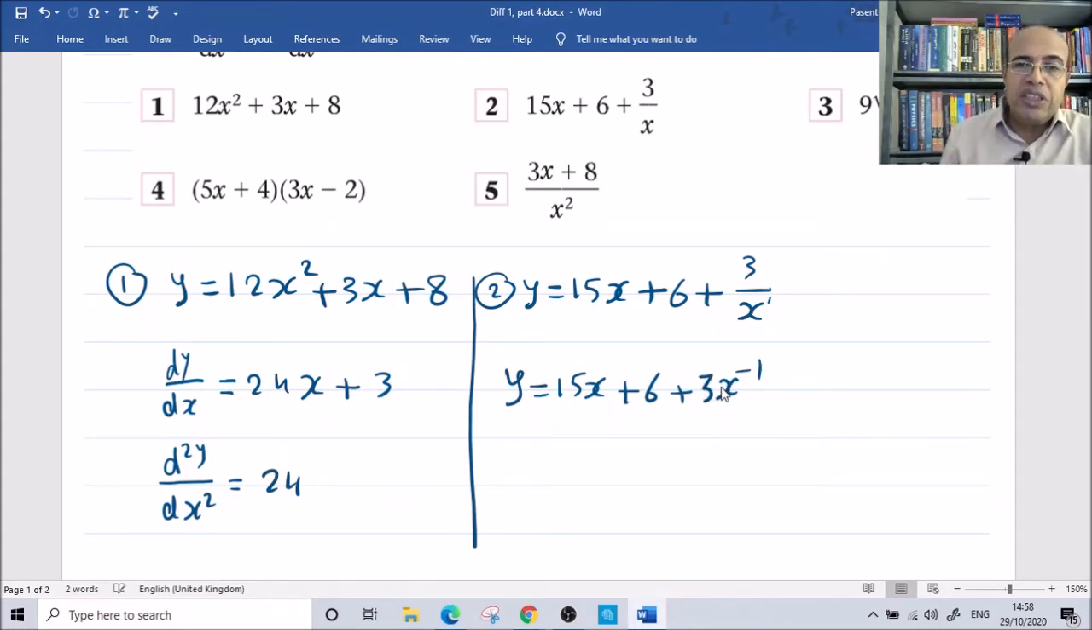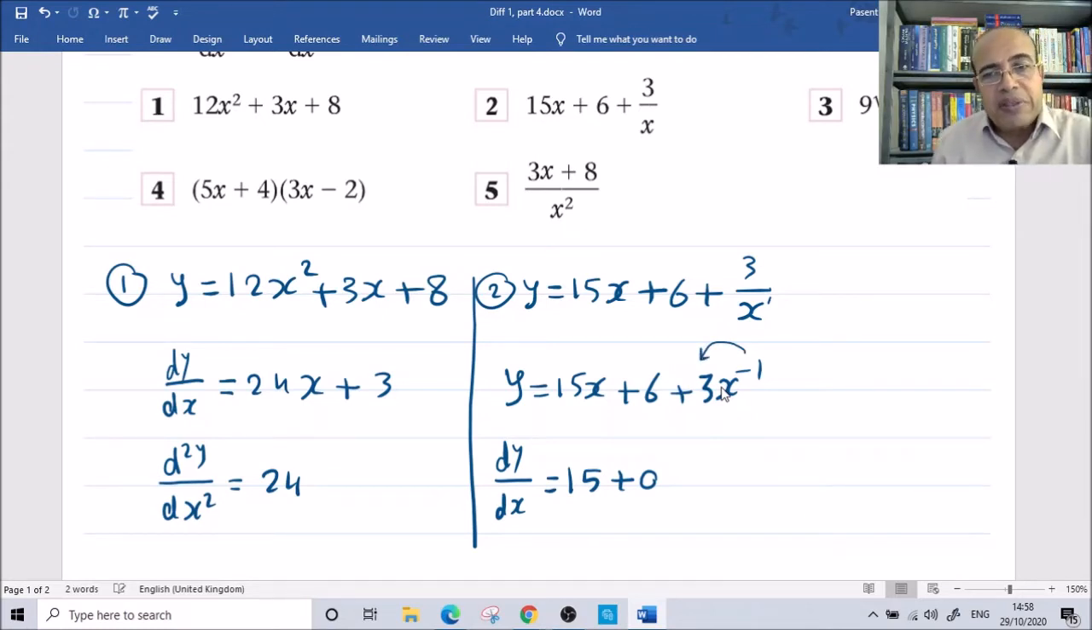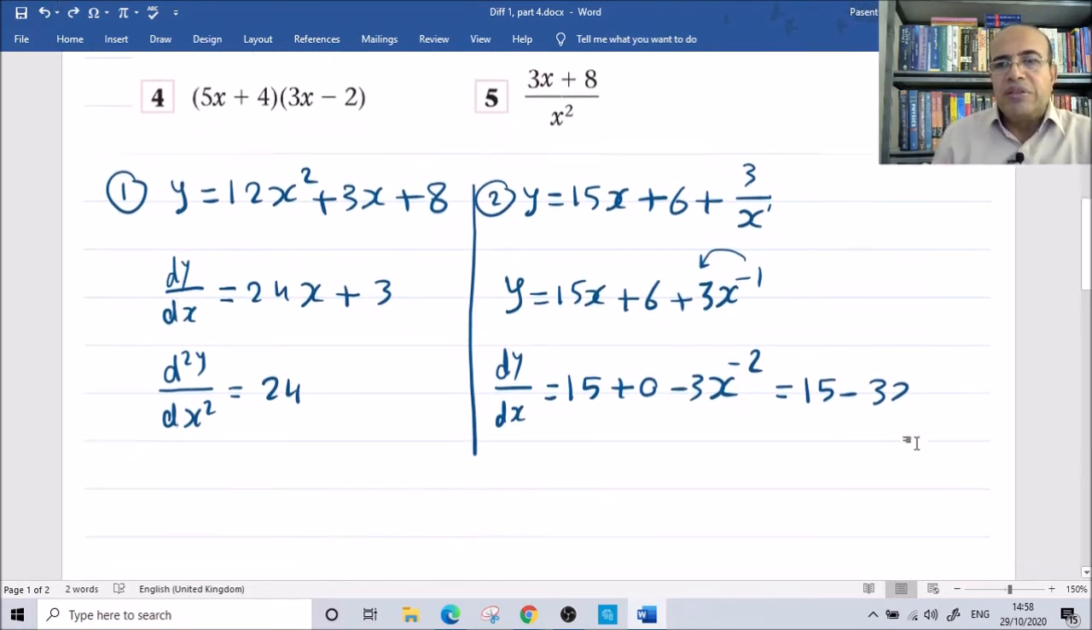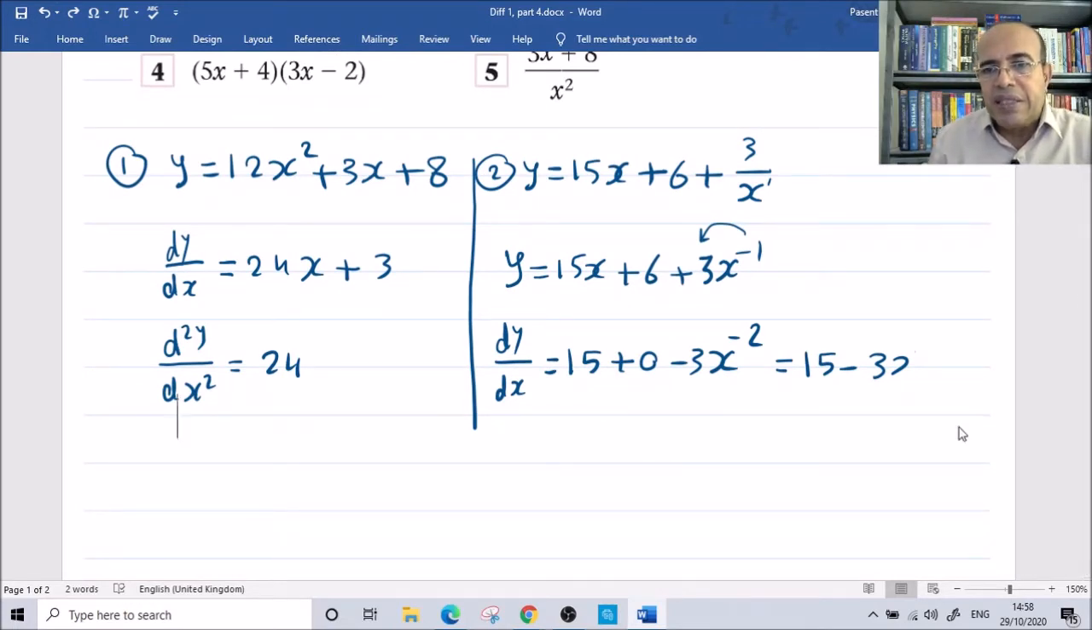Now we can differentiate. The first derivative, dy by dx. Derivative of 15x is 15. 6 is 0. Now, negative 1 goes down, negative 1 times 3 is negative 3, and reduce 1 from the power, negative 2. Simplify, so it becomes 15 minus 3x power negative 2. Now the second order derivative, or the second derivative.